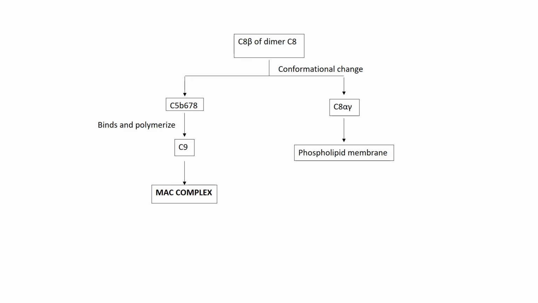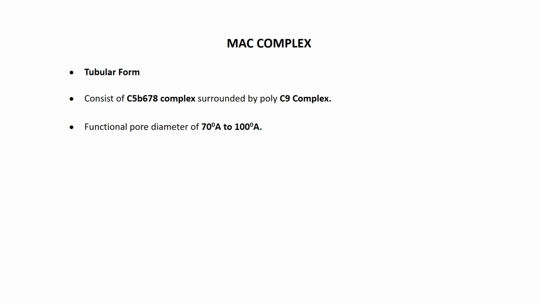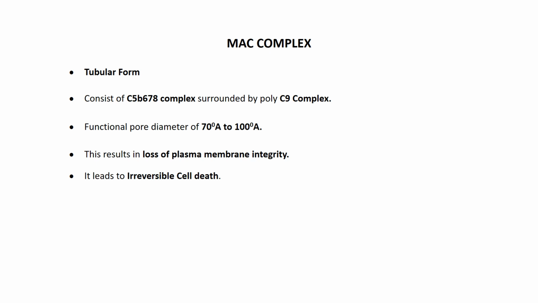that binds to the phospholipid membrane and creates small pores of around 10 angstrom that can cause lysis. The MAC complex consists of the C5b6-7-8 complex surrounded by poly-C9 complex, resulting in a tubular structure that can cause functional pores of diameter around 70 to 100 angstrom, which results in the loss of plasma membrane integrity, leading to irreversible cell death.